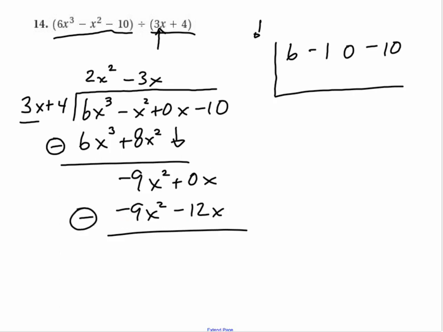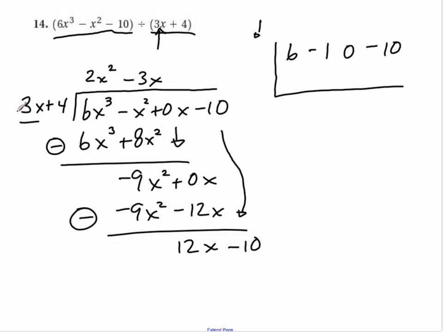Subtract again. Notice I like to put a circle around the subtract just to indicate that's my operation. Minus 9 minus a negative 9x squared cancels. 0 minus a negative 12 would be a positive 12x. Then I'll bring down my last constant term.